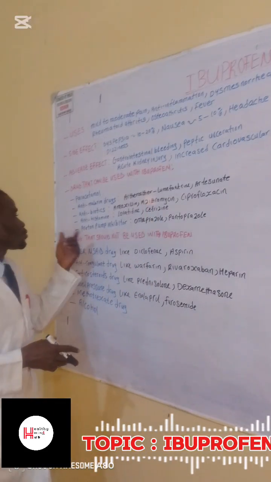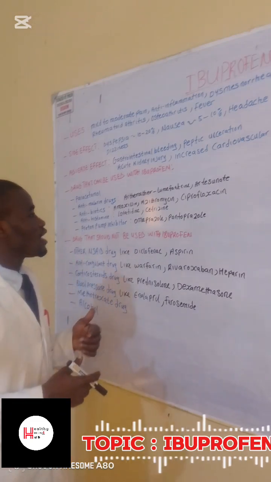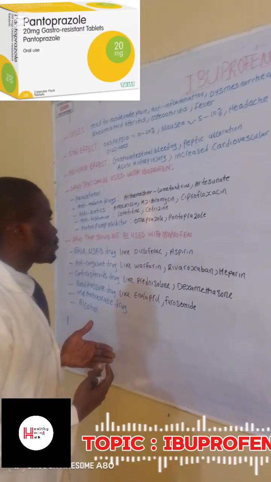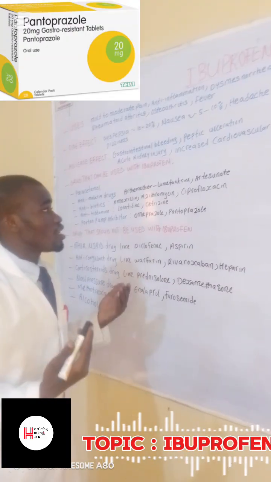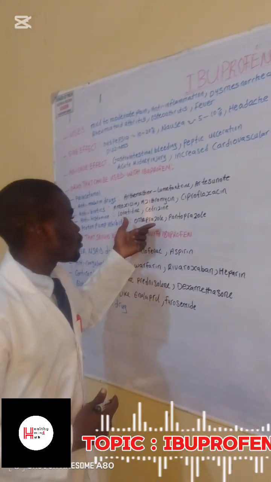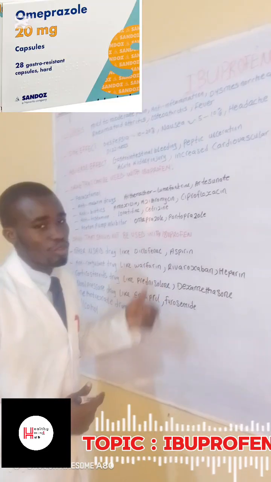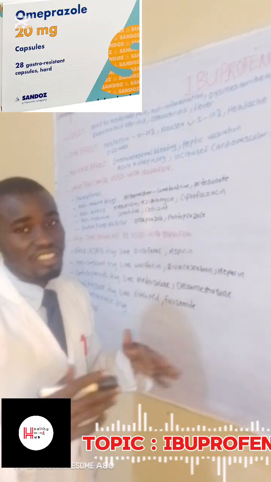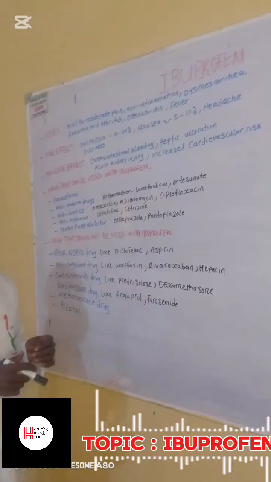And we also have proton pump inhibitors. These are ulcer drugs. We have omeprazole, pantoprazole. They are mostly prescribed with ibuprofen because ibuprofen can cause gastric irritation. Thereby, when prescribed with omeprazole, we reduce the gastric irritation which is due to the ibuprofen.